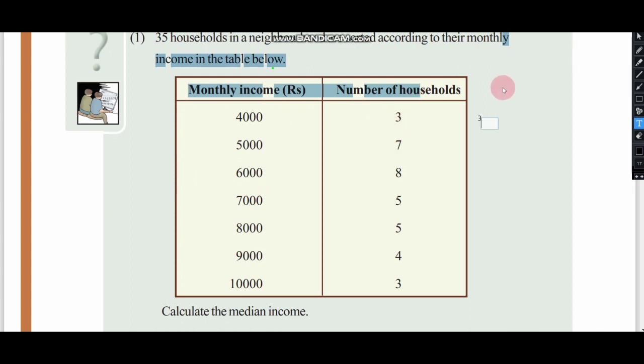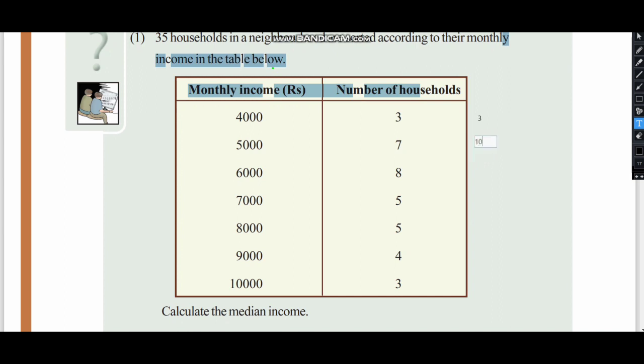Up to 4,000, how many households are there? 3. Then what about up to 5,000? A total of 3 plus 7, that is 10 families are there. 3 plus 7 is equal to 10.